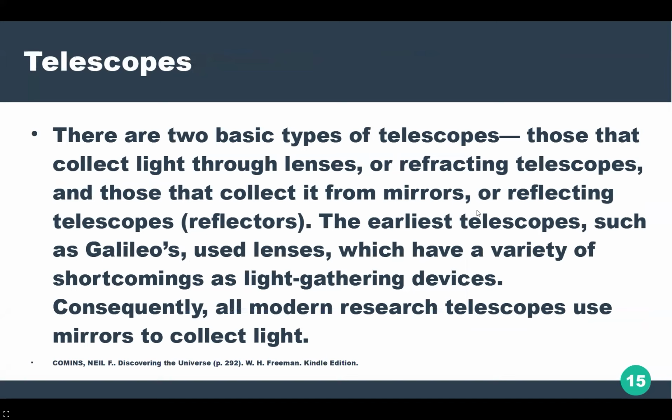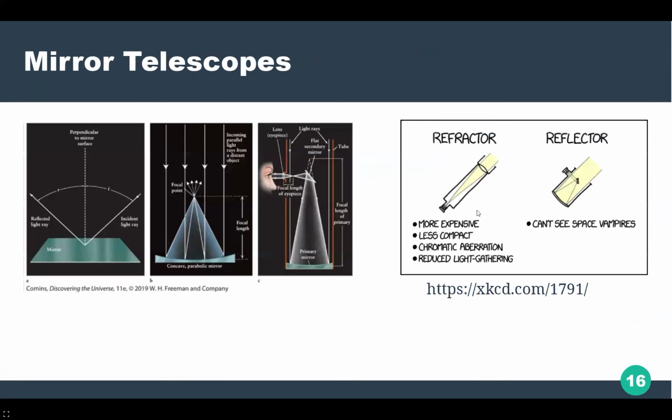In order to understand and to measure these lights, we use telescopes. There are two basic types of telescopes: those that collect light through lenses, or refracting telescopes; and those that collect it from mirrors, or reflecting telescopes. The earliest telescopes, such as Galileo's, use lenses, which have a variety of shortcomings as light-gathering devices. Consequently, all modern research telescopes use mirrors to collect light. Lens telescopes refract light directly into the eye of whoever is looking at it.